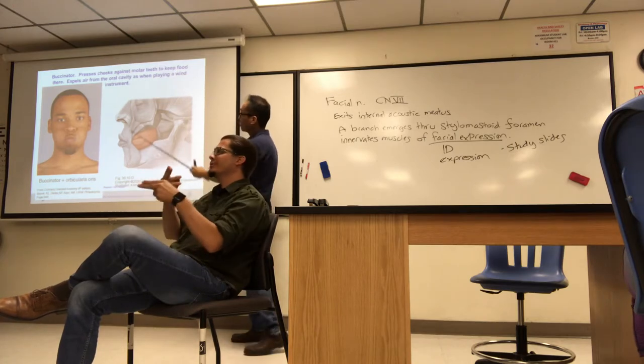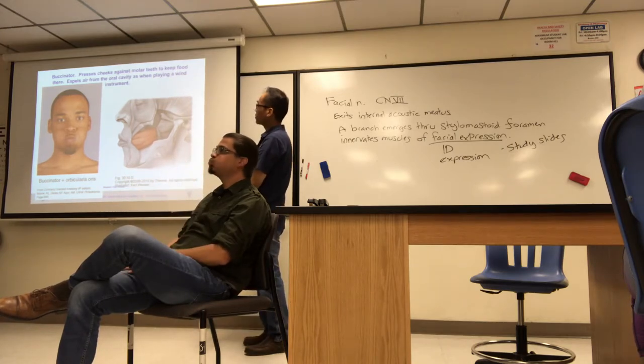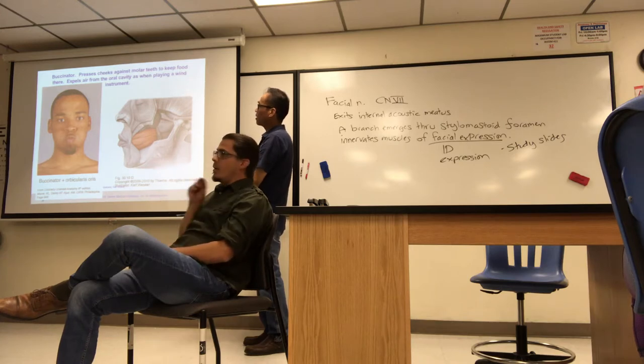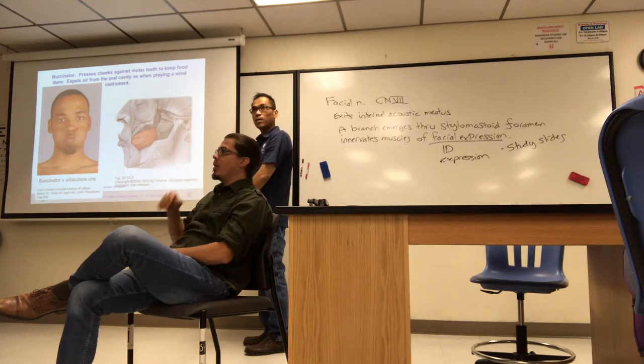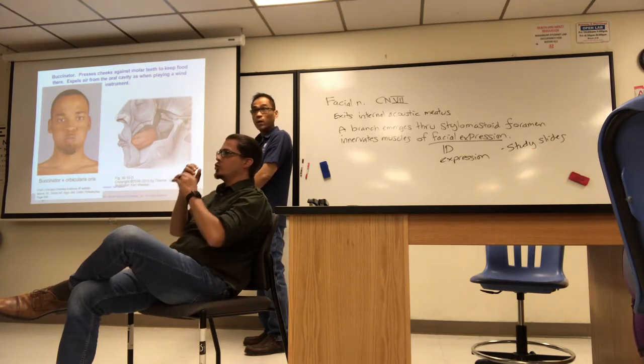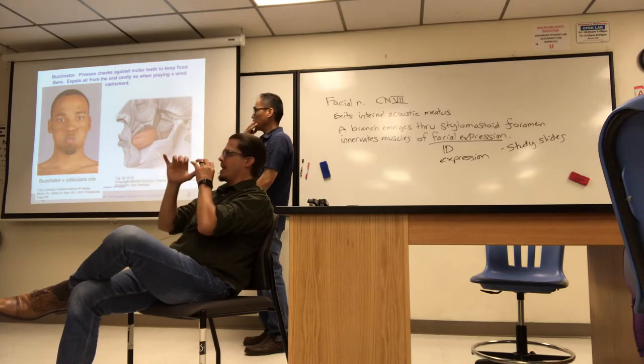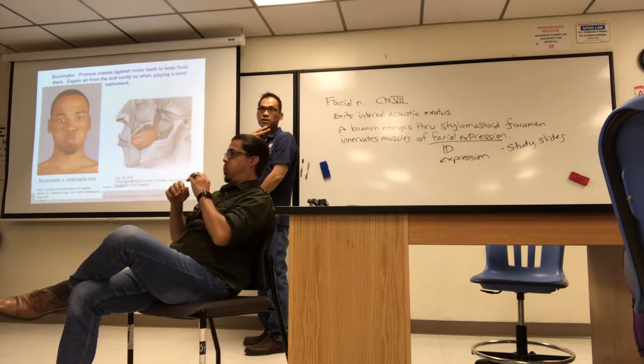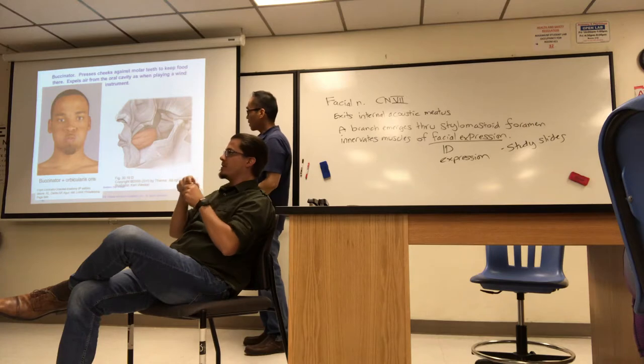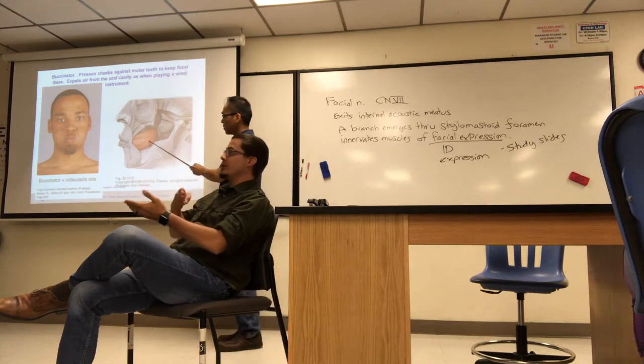It presses the cheeks against the molar teeth to keep food there, and expels air from the oral cavity, as when playing a wind instrument. Like when you blow, they call it the embouchure, whether you play trumpet or clarinet, a woodwind or a brass wind, you have to keep the shape of your mouth consistent to blow notes. So that's why it's called the musician's muscle.